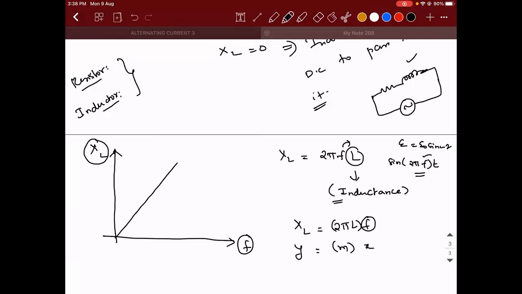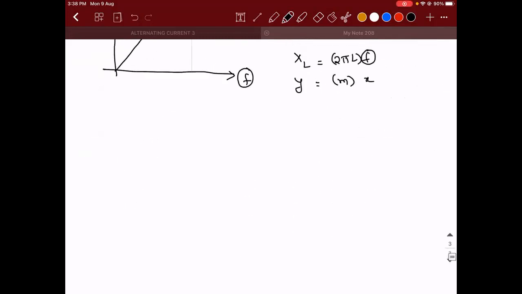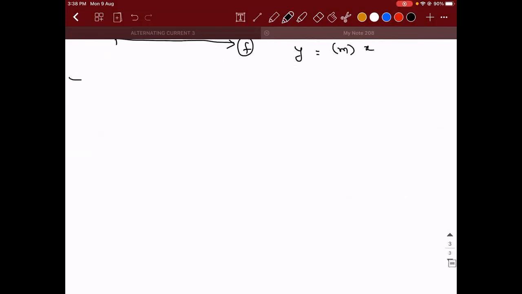Clear, guys? So there is a kind of graph that will occur when you plot it between XL and F. So the next part that you are going to see: till now, what did we do? We connected an alternating source across a resistor separately, across an inductor separately and a capacitor separately. Right. Now we will see the combination.